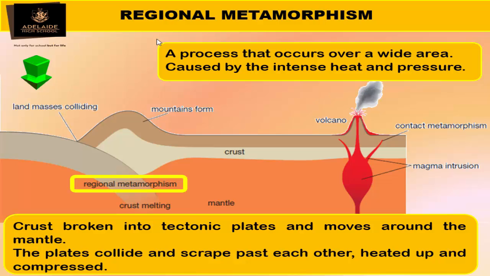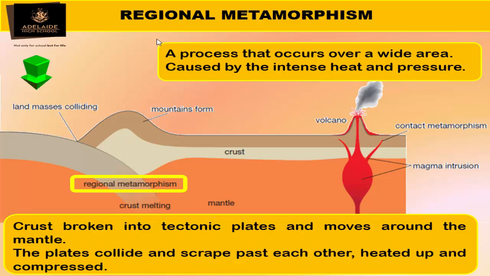Yes, it's an area, correct. And if we talk about regional metamorphism, it is actually a wide area, right? As compared to contact metamorphism. It's a process that occurs over a wide area. So, guys, you think about a process, you think about occurring, and of course, this would be your keyword here, wide area. So, over a wide area, this is how you can do it.